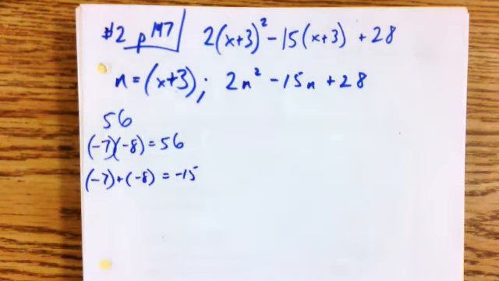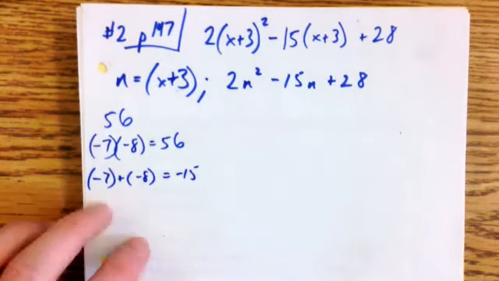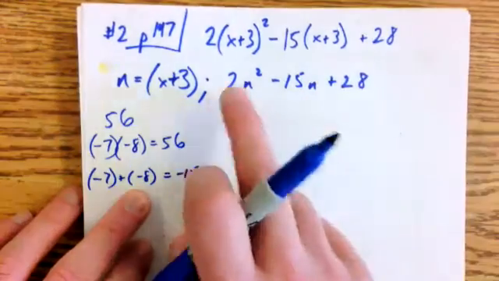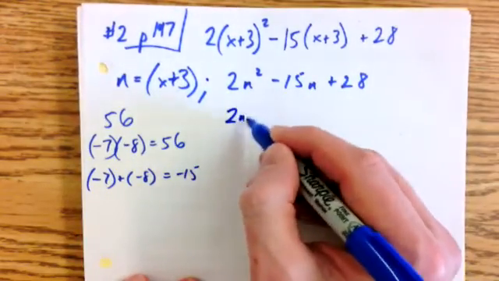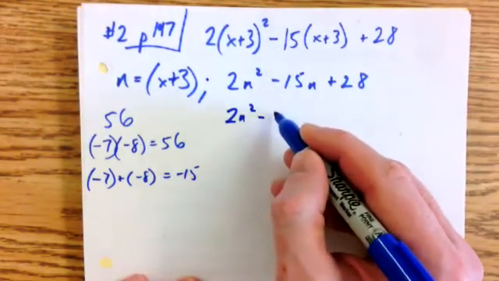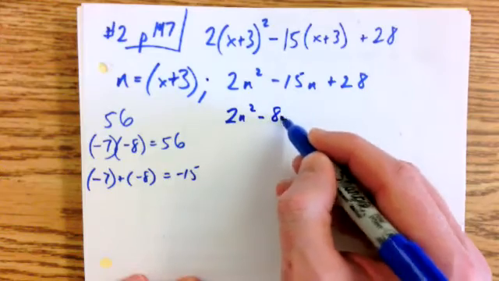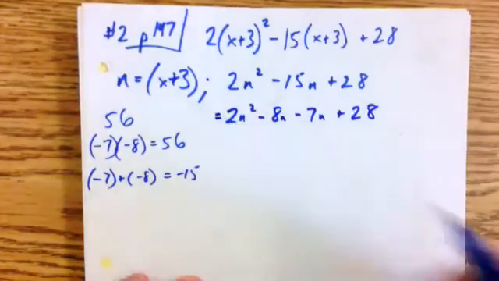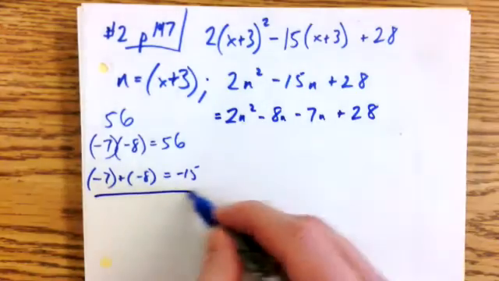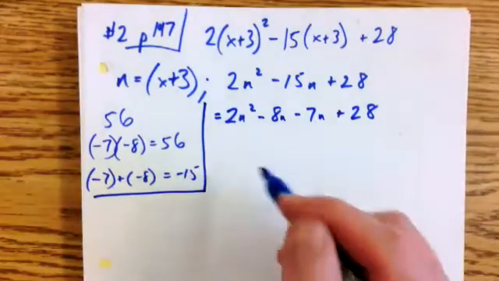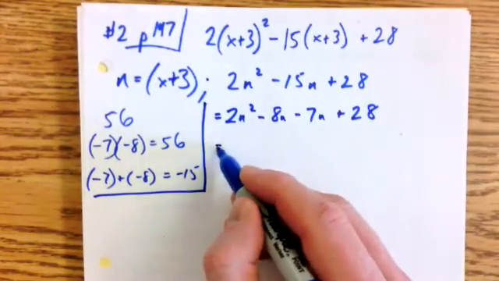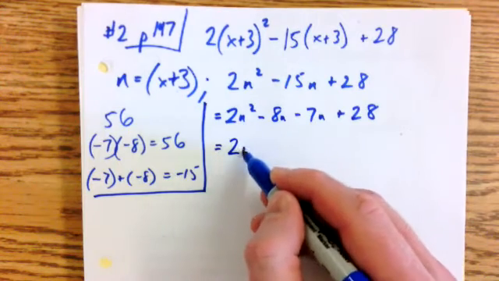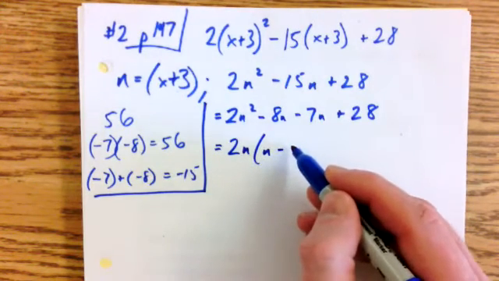So that's what we're going with. 7 and 8, I'll put the 7 on this side, the 8 on this side. So we have 2n squared minus 8n minus 7n plus 28. I should use a different color for that. Anyway, equals, now I'm going to do some factoring, 2n, it's going to be n minus 4.